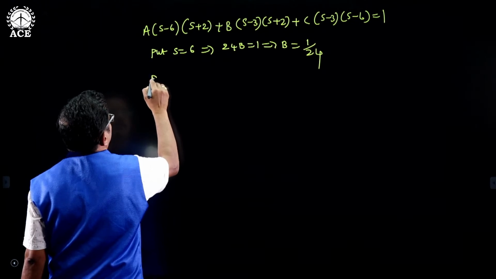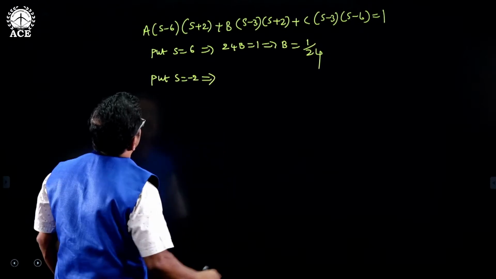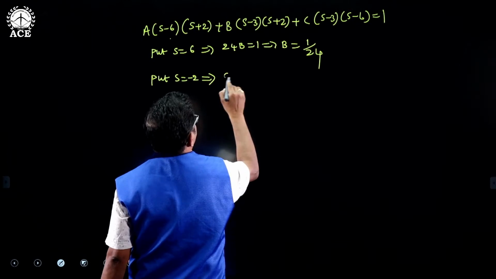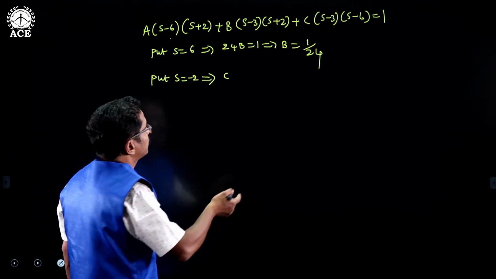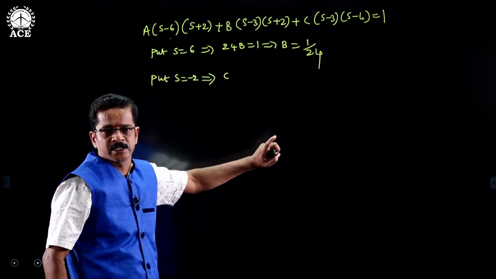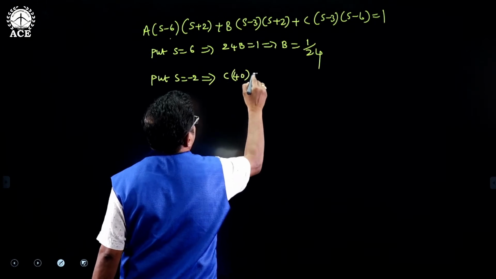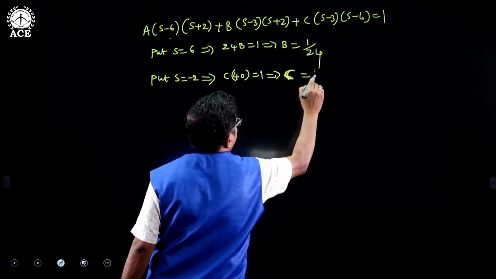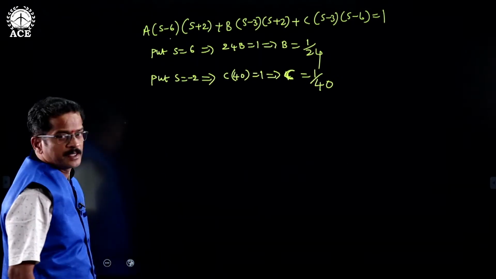Next, put s equal to minus 2. If I put s equal to minus 2, this term is 0, only the c term will be left. c into minus 2 minus 3 is minus 5, and minus 2 minus 6 is minus 8. Minus 5 into minus 8 is 40, 40c is equal to 1. From this c is equal to 1 by 40.